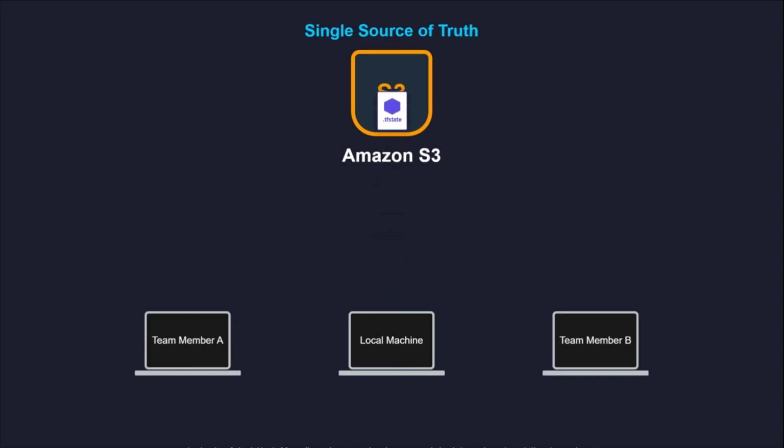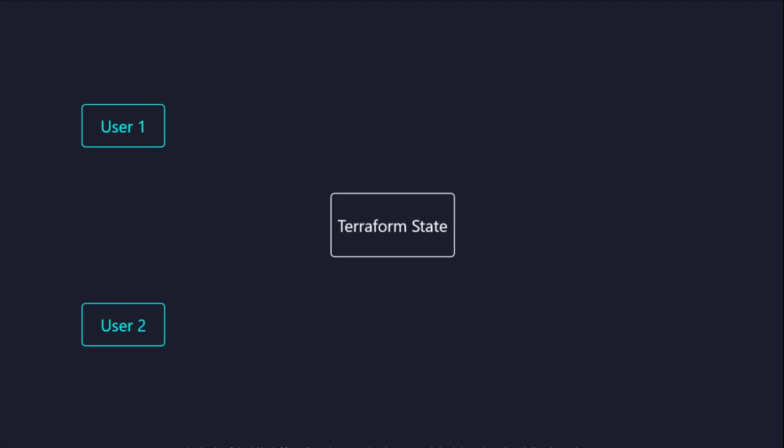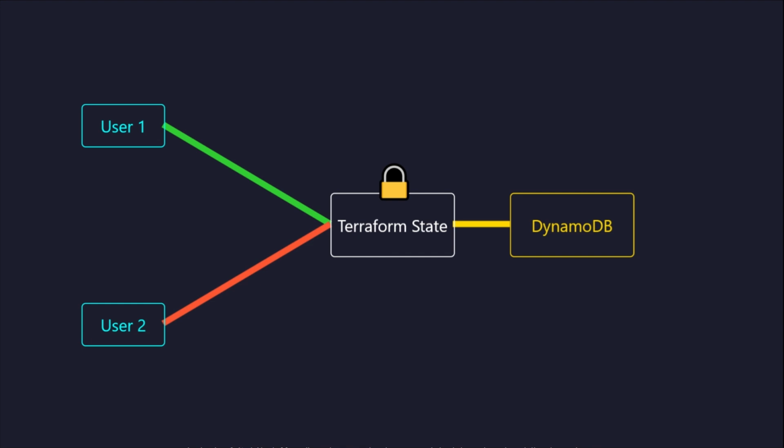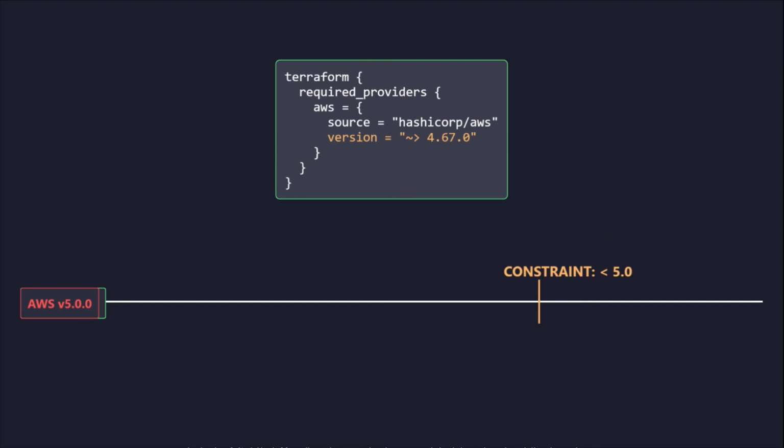This enables team collaboration and ensures that the source of truth for your infrastructure is not tied to a single local machine. Enable state locking using a DynamoDB table. This prevents two users from running Terraform apply simultaneously, which could lead to state corruption and inconsistent infrastructure resources.